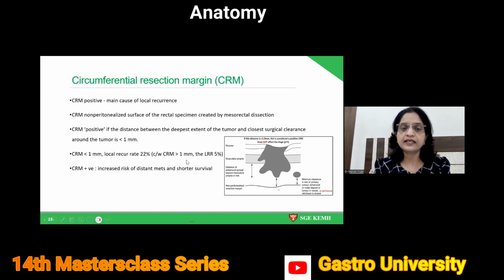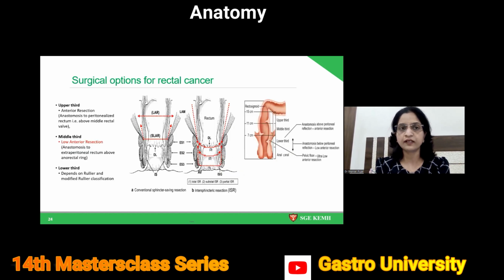If it is less than 1 millimeter, there is enough literature to suggest that the local recurrence rate is very high. It goes up to 22% compared with only 5% if the margin is more than 1 millimeter. And also if the margin is positive, along with local recurrence there is also increased risk of distant metastasis and shorter survival.